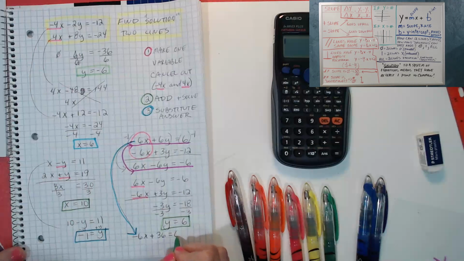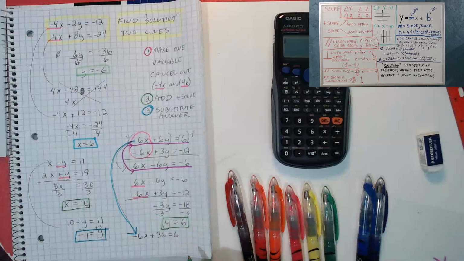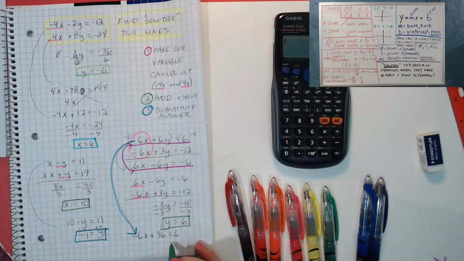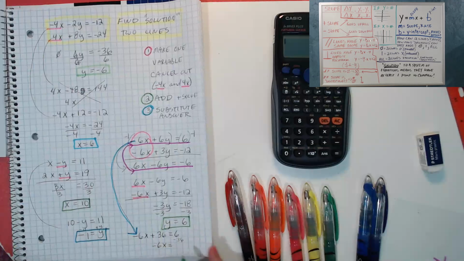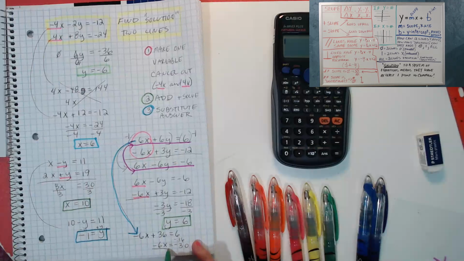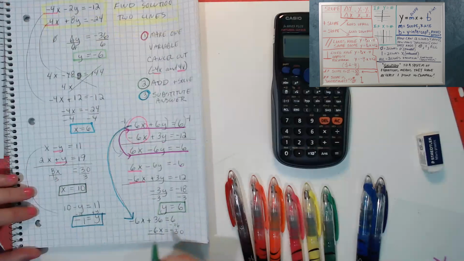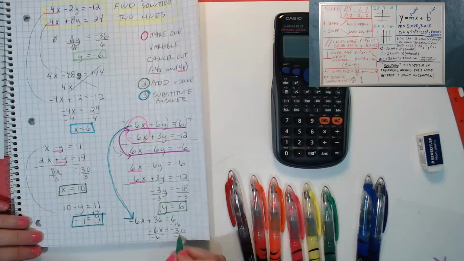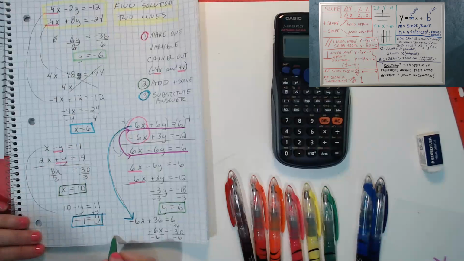-6x plus 36 equals 6. So if I put my -36 over here, I'm left with -6x equals -30. Divide both by -6. And x equals +5.